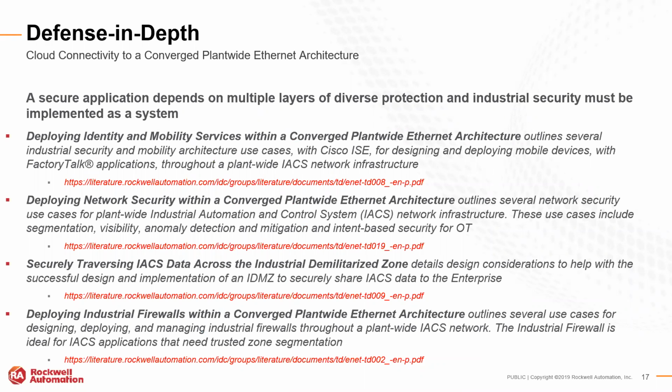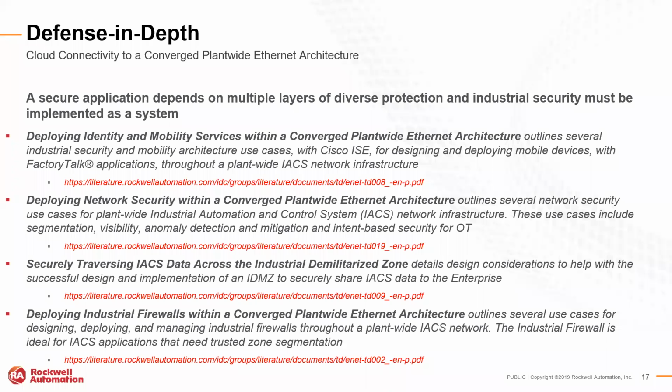So secure application depends on multiple layers, as I've already said, but deploying identity and mobility services within a converged plant-wide Ethernet architecture outlines several industrial security and mobility architecture use cases, that being with Cisco ISE, for designing, implementing, and deploying multiple devices within FactoryTalk applications throughout the plant-wide industrial network controls network infrastructure. There's some more literature on that, as it goes back to the first slide I showed you with the white papers.